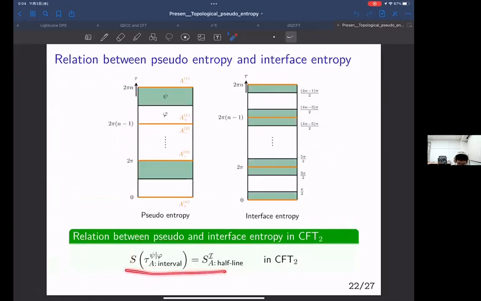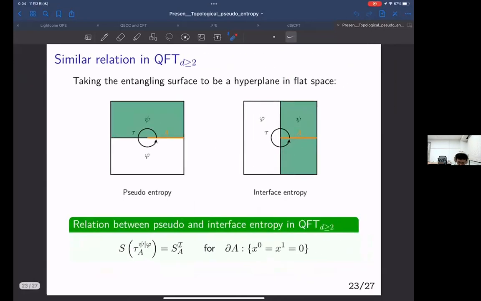You can use this relation to calculate pseudo-entropy. You don't have to calculate the pseudo-entropy from scratch. If you know the interface entropy, you just use the result for the interface entropy, and then you automatically get the pseudo-entropy. In our paper, we did several such calculations, and we just translated the result for the interface entropy to pseudo-entropy. That's a very convenient way to calculate pseudo-entropy. But we haven't used this relation so far, so maybe it's interesting to use it to calculate pseudo-entropy in, say, non-conformal QFT.